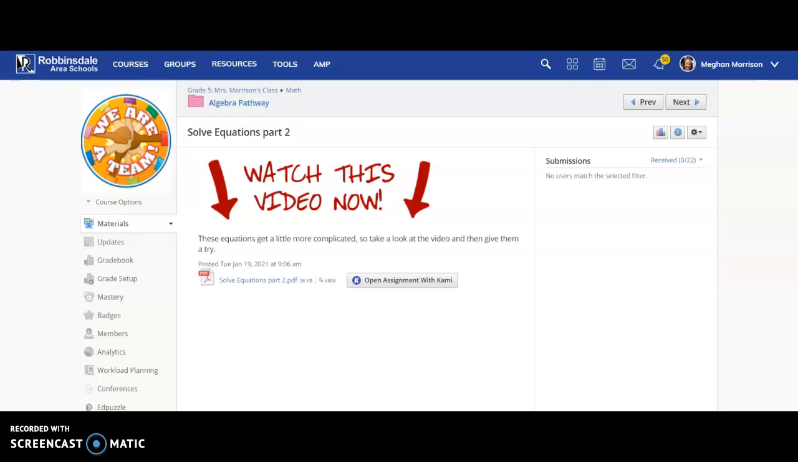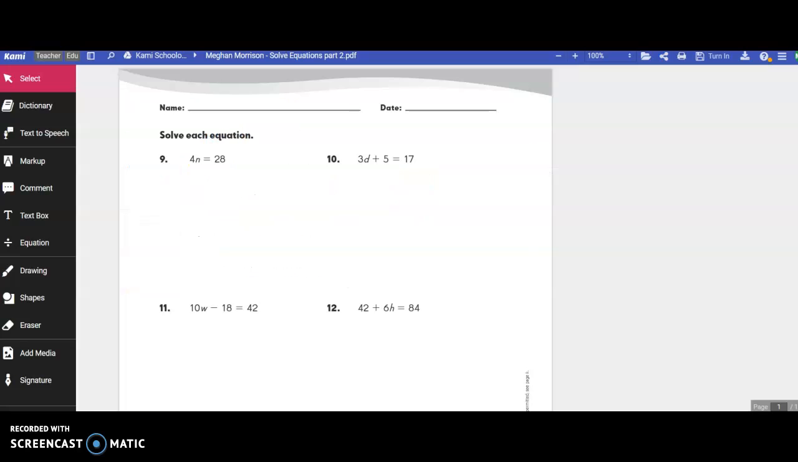All right, talking more about solving equations. These ones get a little trickier, but it's the same idea. What can I put in the equation that will make it equal? I'm going to show you a couple of strategies.